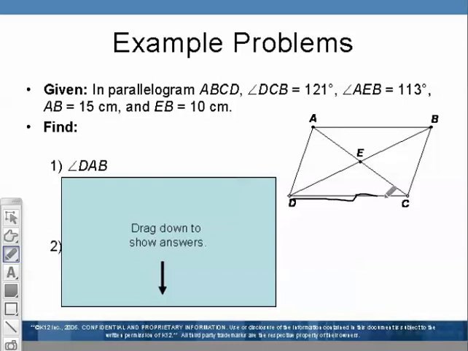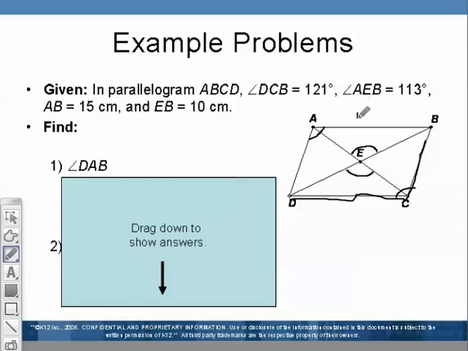And so when they tell you that angle DCB, which is this angle D to C to B, this angle right over here, is 121 degrees, then we know that this one up here is 121 degrees as well. When they tell you that AEB, that's this angle right here, is 113, we know that by vertical angles, that angle is equal to 113 degrees.